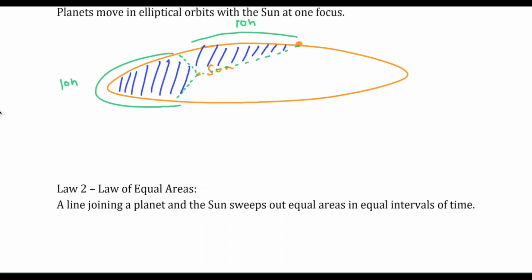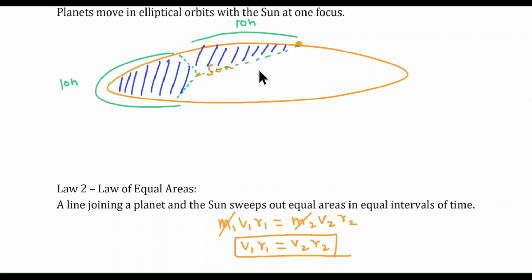This also leads to another formula for conservation of angular momentum, which says that m1 v1 r1 is equal to m2 v2 r2, where m is not changing for the planet. So v1 r1 and v2 r2 are always equal, where r is the distance of that planet from the sun. In this case, we have considered circular orbits, remember.